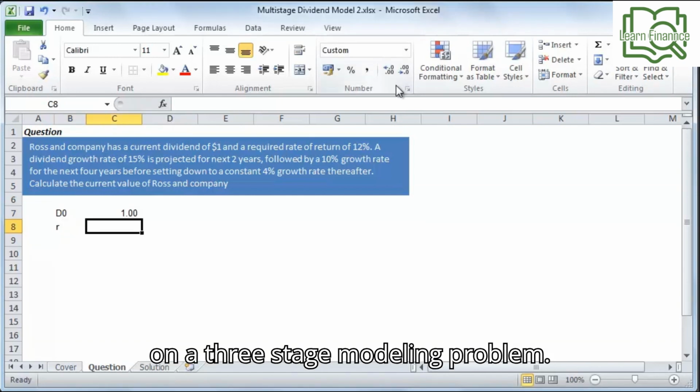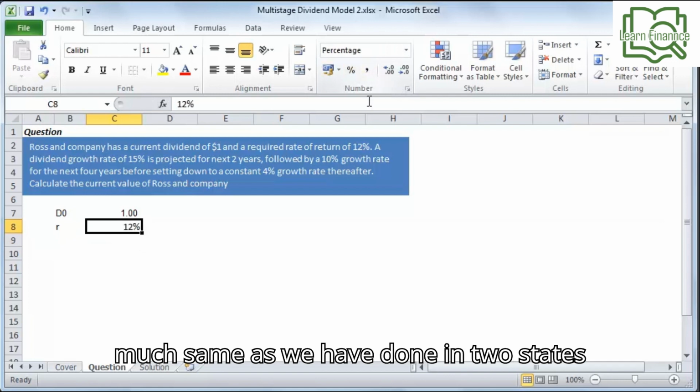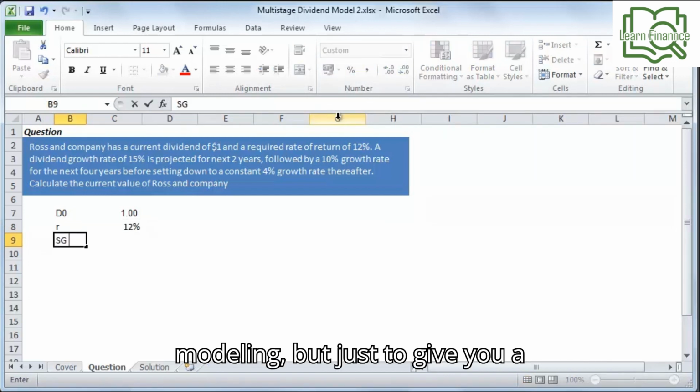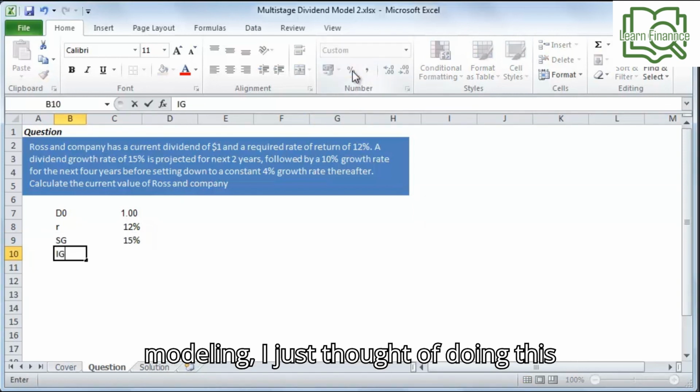Let us work on a three-stage modeling problem. Although the process would remain very much the same as we have done in two-stage modeling, just to give you a different perspective on three-stage modeling, I thought of doing this question with you.